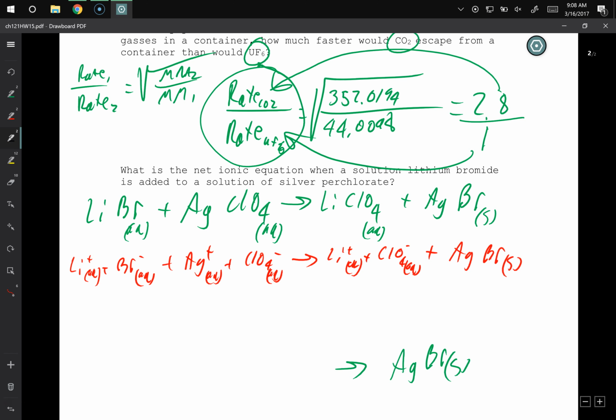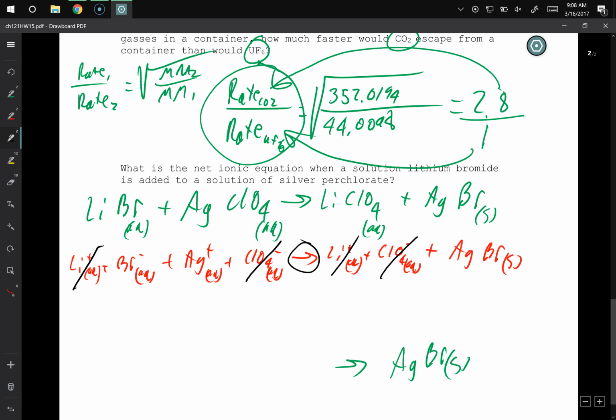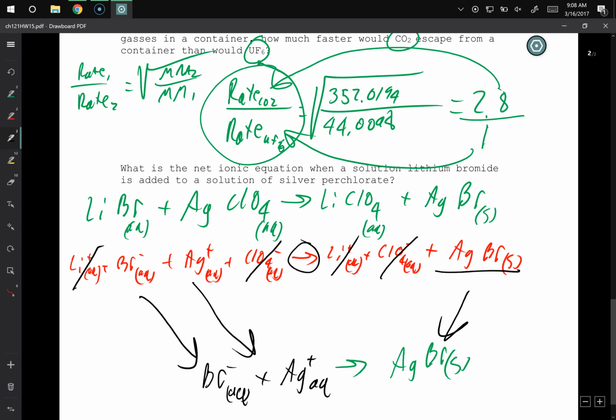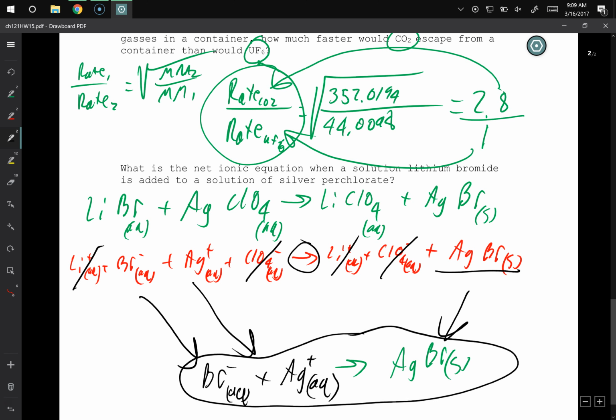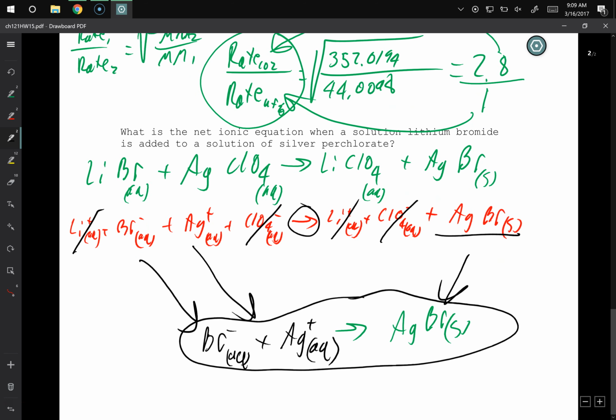So the lithium is the same on both sides, so I'm going to cancel it out as a spectator ion. The perchlorate is the same on both sides of this arrow, so I'm going to cancel them out because they're spectator ions. So what's left is the silver bromide, which I've already written, and then the silver and the bromide. So there's my net ionic equation. That's hard to see because it's really low. So normally you balance it first. Yeah, and there was no balancing in this one because all the charges were +1 and -1.